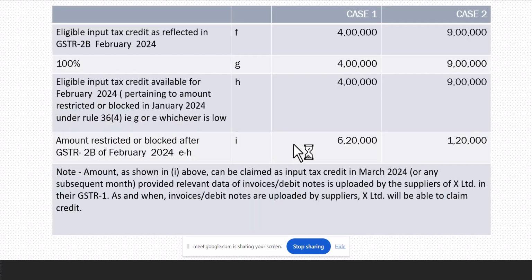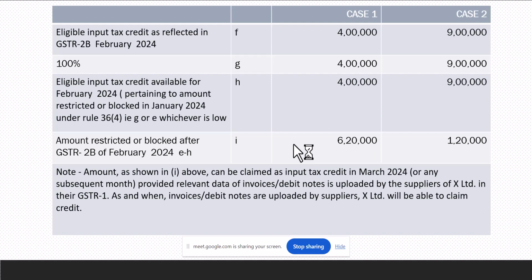तो एलिजिबल इनपुट टैक्स क्रेडिट रिफ्लेक्टेड इन GSTR2B ऑफ February इज 4 lakhs और 9 lakhs. ओके. तो इसका 100% मिल जाएगा ये वाला. तो एलिजिबल इनपुट क्रेडिट अवेलेबल फॉर पर्टेनिंग टू अमाउंट रिस्ट्रिक्टेड और ब्लॉक्ड इन जनवरी और दिस अमाउंट विच एवर इज लो. तो पहले वाले केस में वो फिगर थी 10,20,000, तो 6,20,000 तो ब्लॉक रहेगा. अभी 4 लाख का और मिल जाएगा अगले महीने.